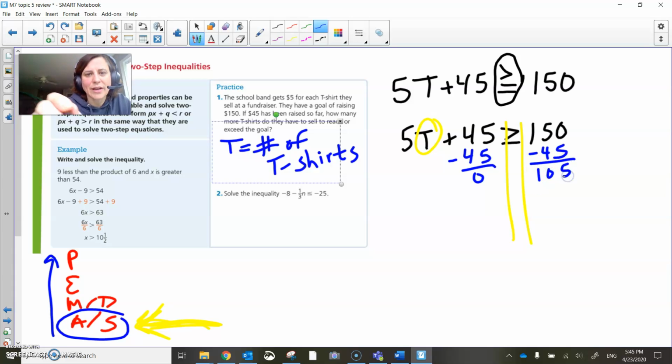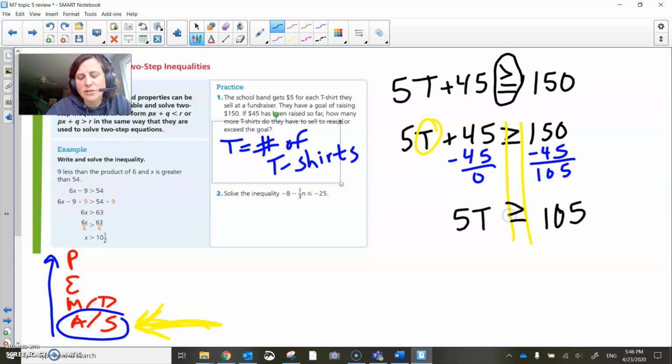Now check this out, okay? What's happening is we're getting $5 a t-shirt, but we don't really have to raise $150 because we've already raised some. So really, our goal is to raise $105 or more. We want it to be equal to $105 or greater than 105. Because then when you put that 45 back in there, you're at the goal that you had at the beginning.